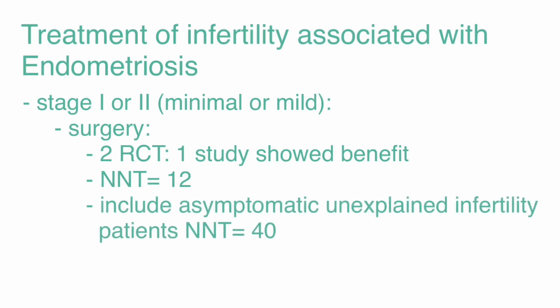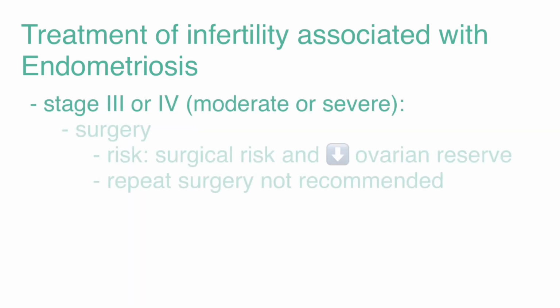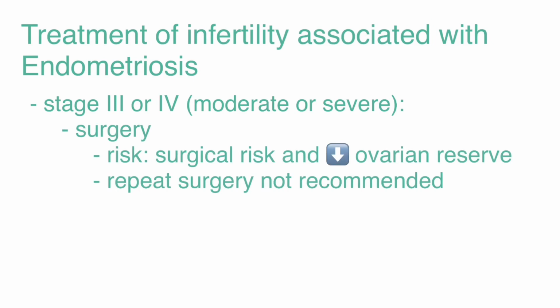However, a certain number of asymptomatic unexplained infertility patients may also have endometriosis. If we include this group, the number of laparoscopies needed to gain 1 additional pregnancy is actually closer to 40. For cases of severe endometriosis, there is some evidence that surgery may improve fertility, but there are also risks. Risks with surgery include bleeding, infection, and damage to nearby organs, and there is also risk of decreasing ovarian reserve if cysts are removed from the ovaries.